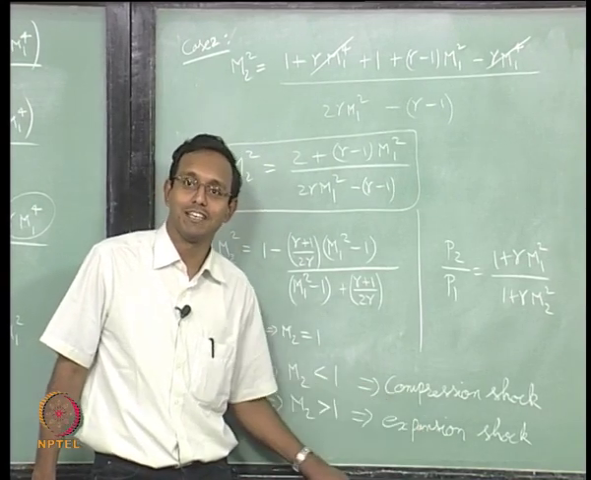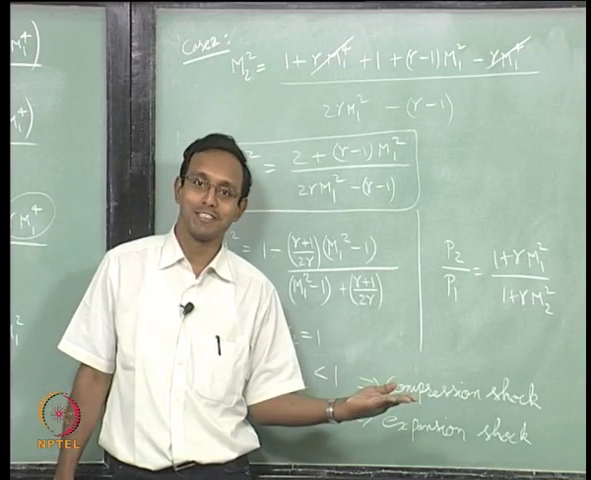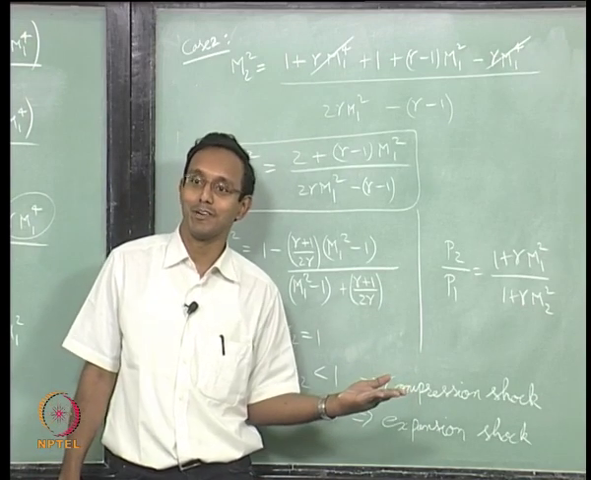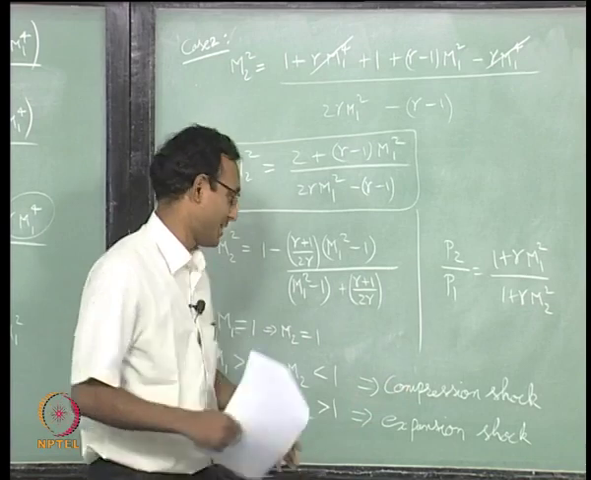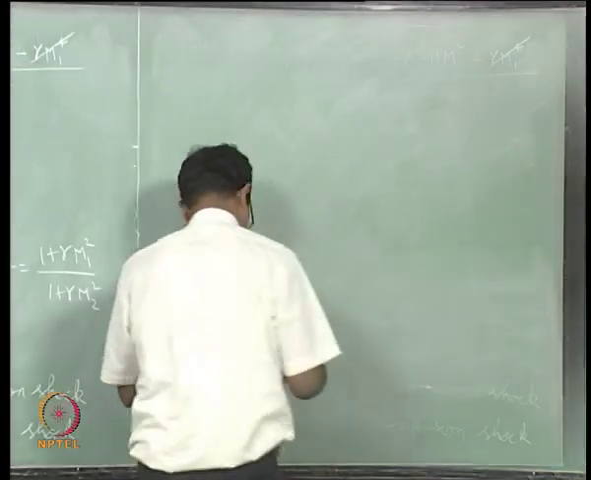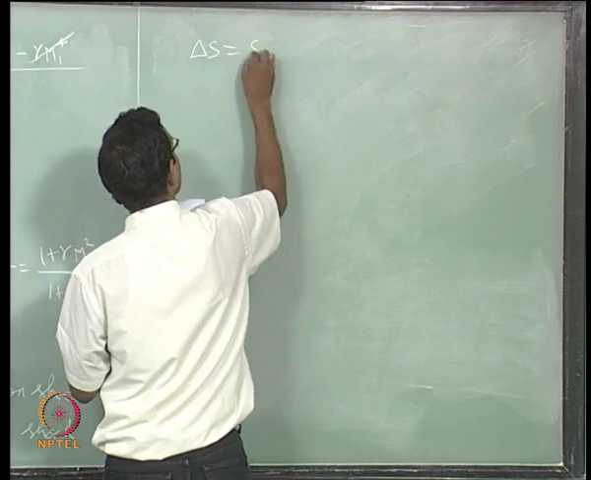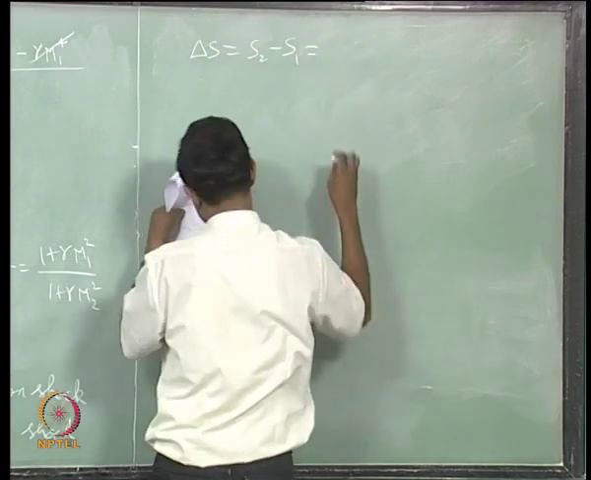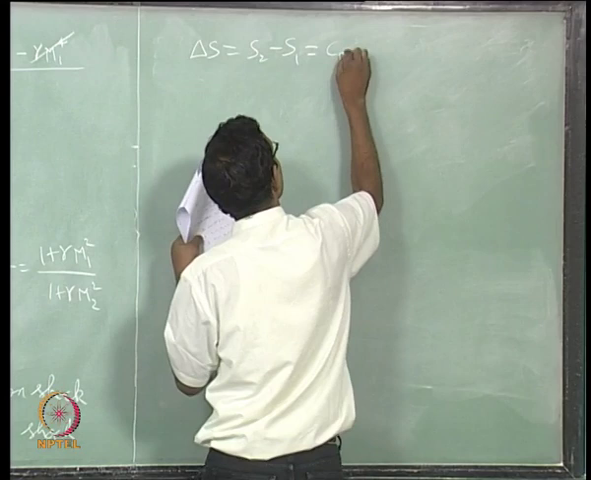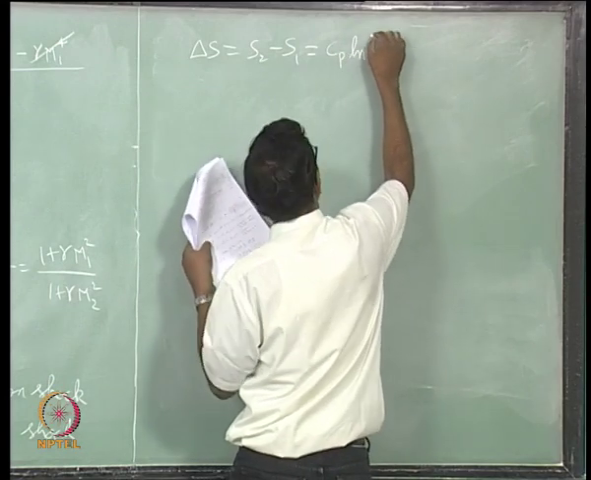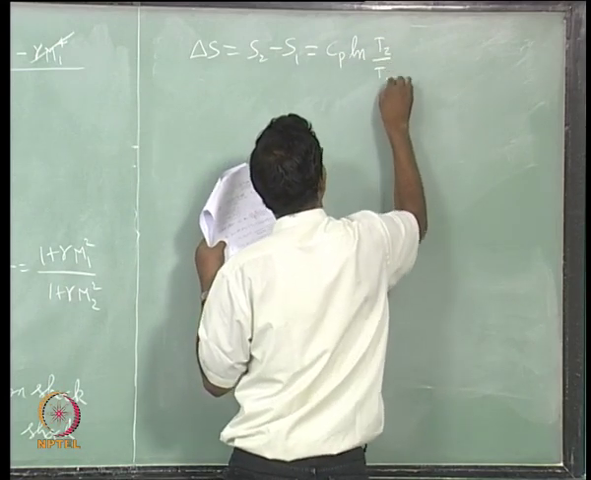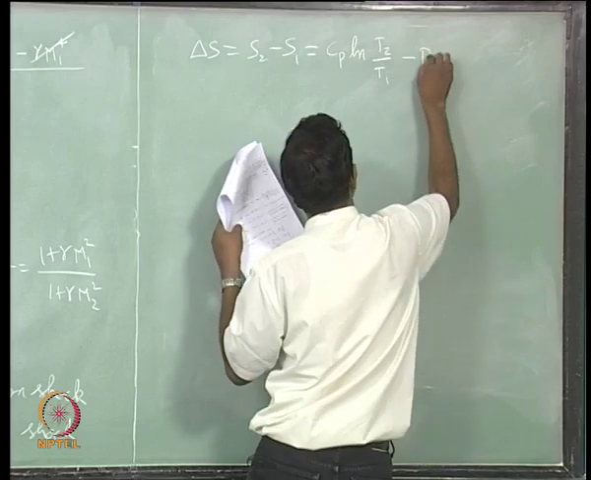Only way to do it in nature is to go for thermodynamics and say entropy, what is happening to entropy. That is the only way to say something will not occur in nature. So, I am going to write delta S, S2 minus S1 is equal to, we know this expression, so I am just writing it as is, you know how to derive it also, we did it in the first few classes.